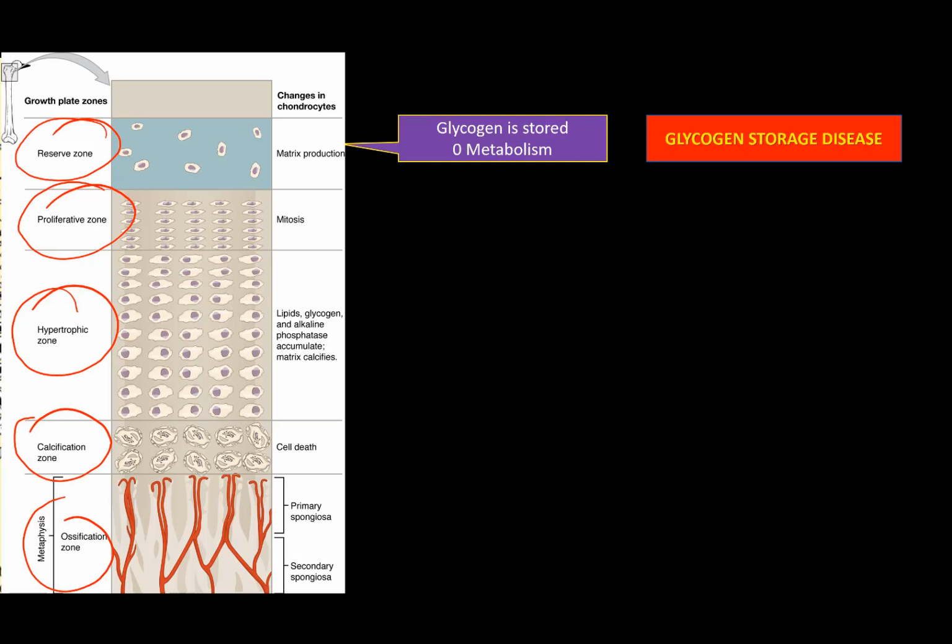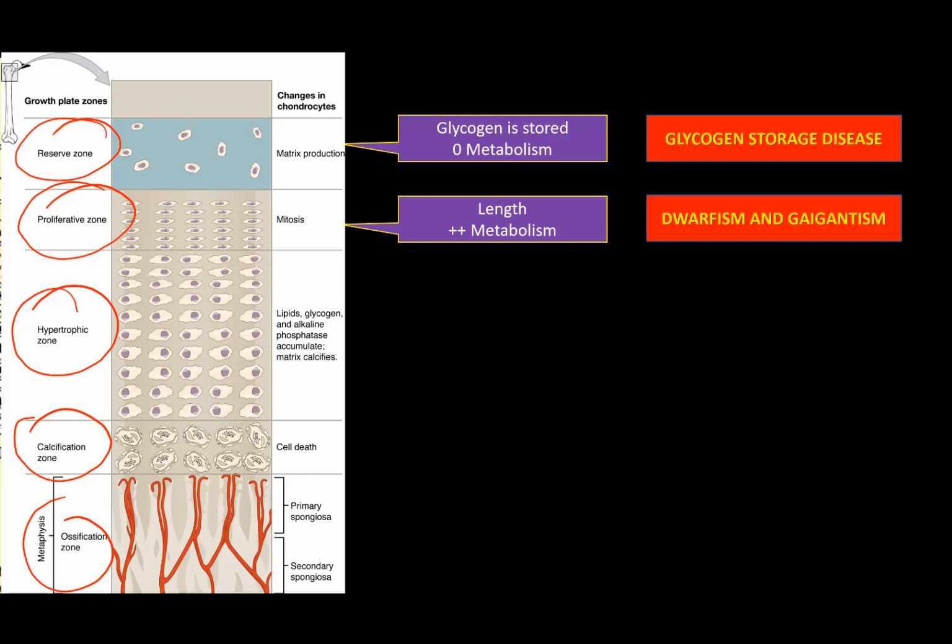Now the proliferative zone is these cells, once they get into multiplication or mitosis, this is called a proliferative zone, where the lengthening of the bone happens, and because mitosis is happening, there is metabolic activity seen here, and this is where the dwarfism and gigantism affect at this proliferative zone.